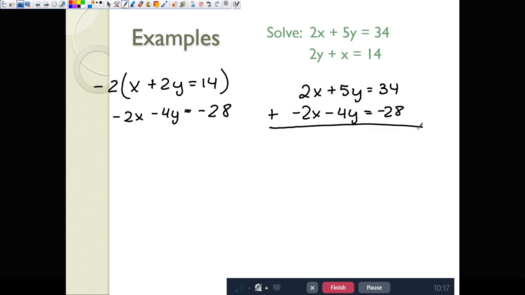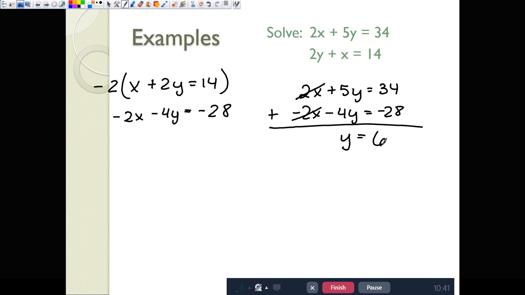So 2x minus 2x is 0, so we're trying to eliminate there. And 5y minus 4y is y. And 34 minus 28 is 6. So now that I have y, I need to find x. So I'm going to substitute it into one of my equations. That bottom equation right here looks pretty nice.